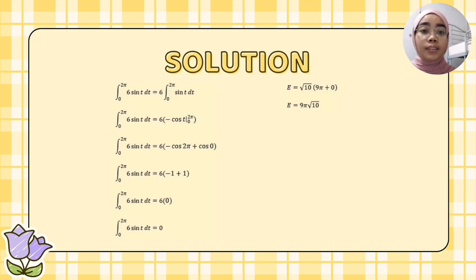Therefore, we can substitute the answers into the E equation. We get root 10 multiplied with 9 pi plus 0. Then we get the final answer, which is E equal to 9 pi root 10.